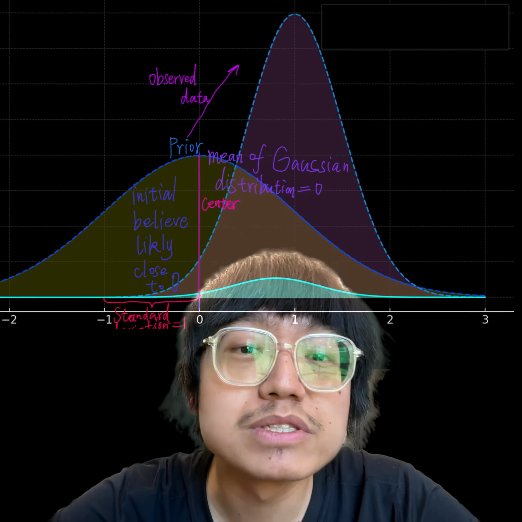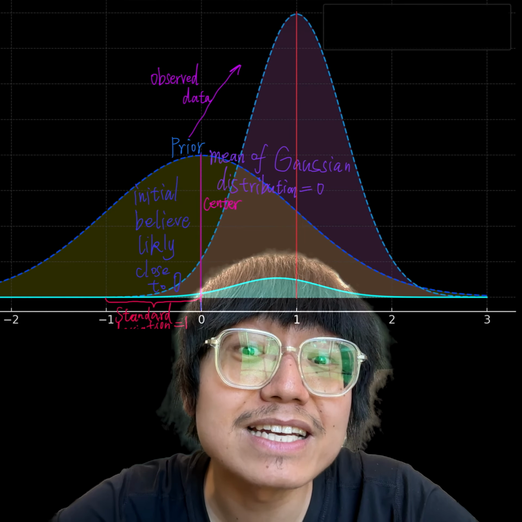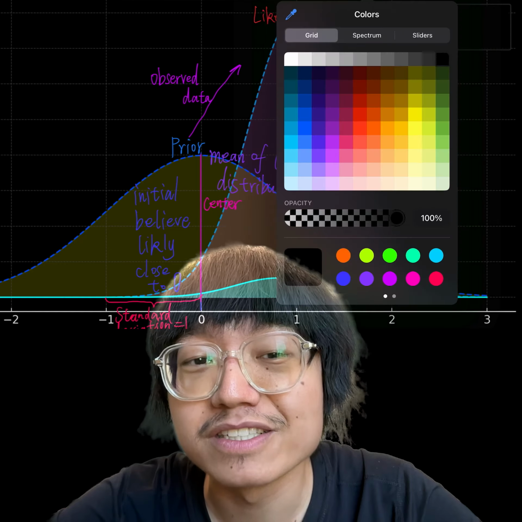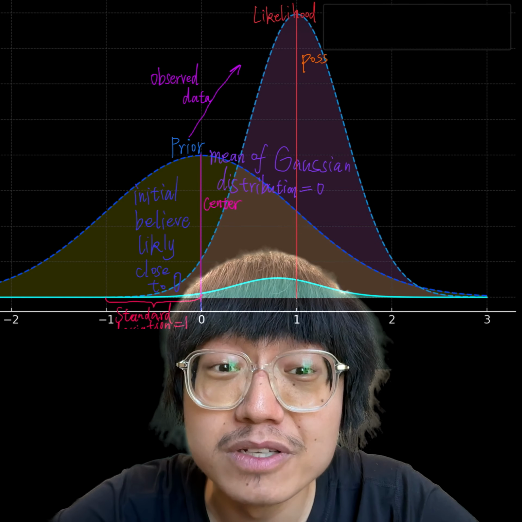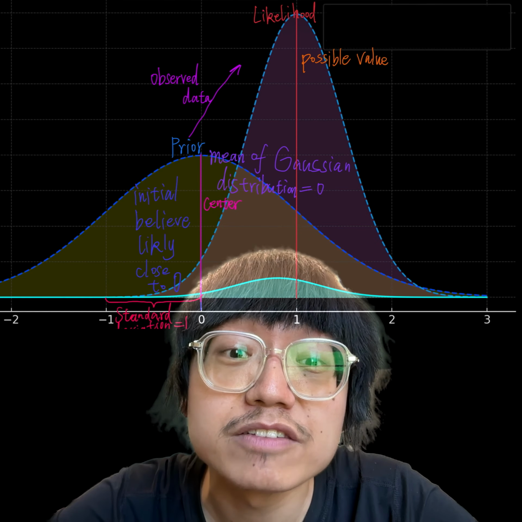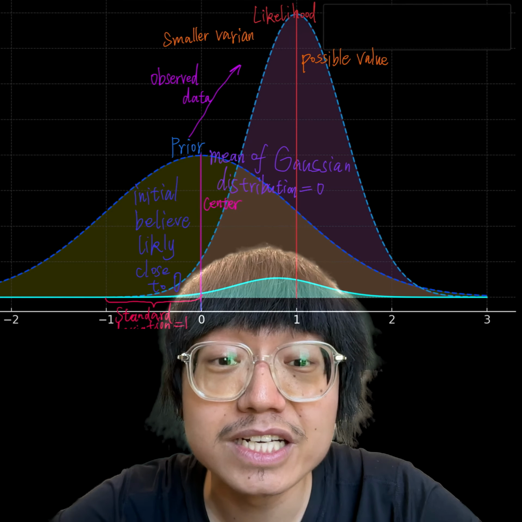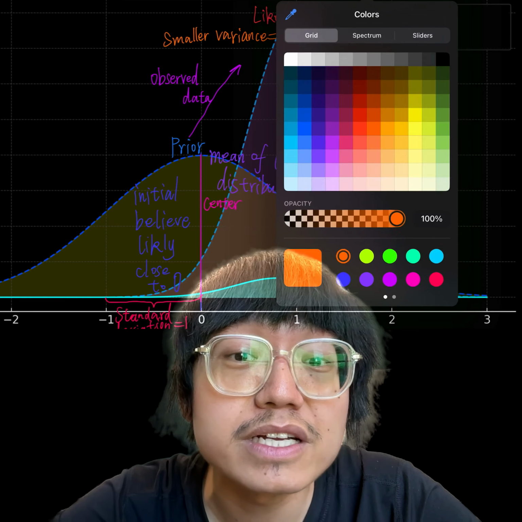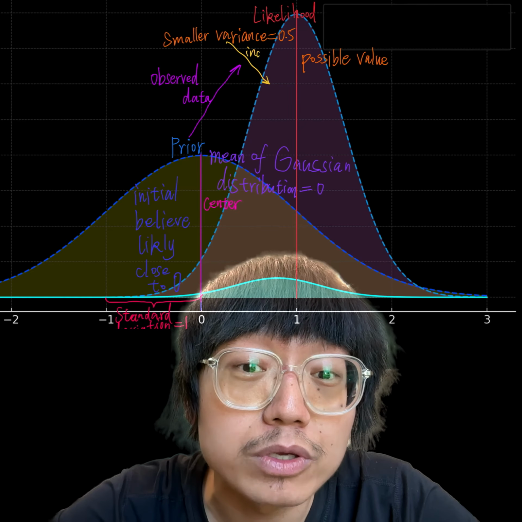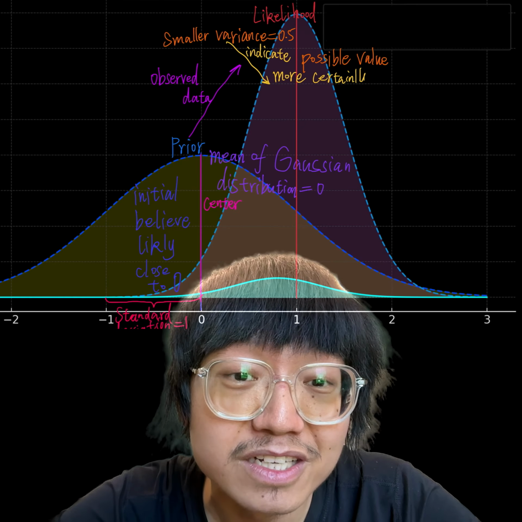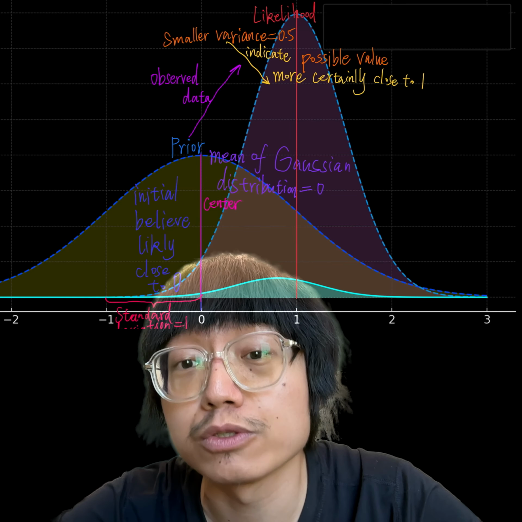And then we observe some data and calculate the likelihood of this data given different possible values of this parameter. This is the likelihood function, which represents the probability of observing the data given different values of the parameter. Here, the data suggests that the parameter is around 1 with a smaller variance, 0.5, which indicates more certainty about the parameter being close to 1.